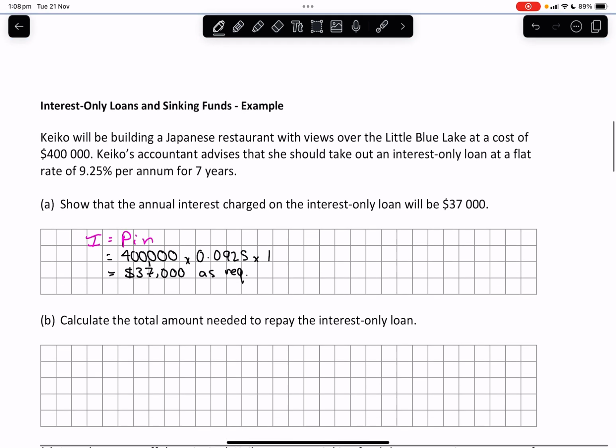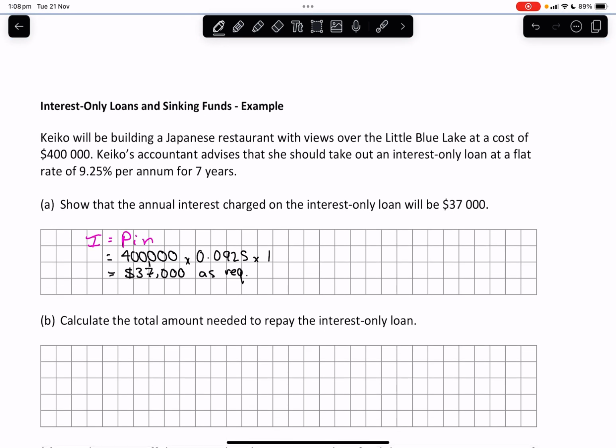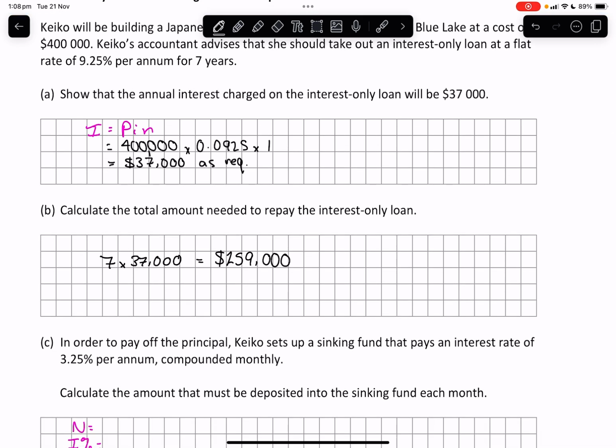Now let's have a look at the total amount needed to repay the interest only loan. So over the 7 years, we've got 7 times 37,000. So 7 lots of my annual payment, which gives me $259,000 just to pay the interest only loan. Nice and simple to start.